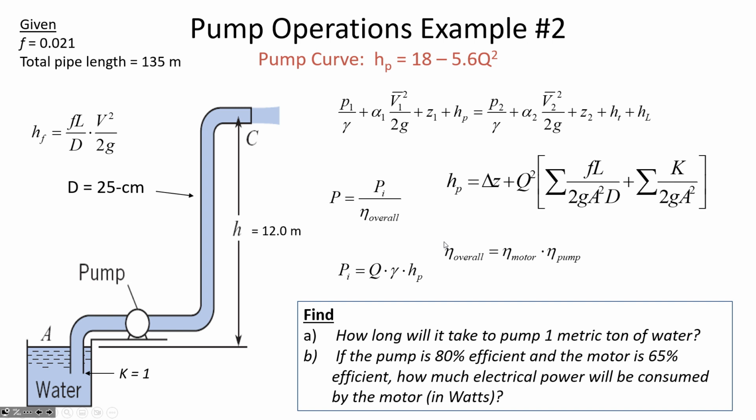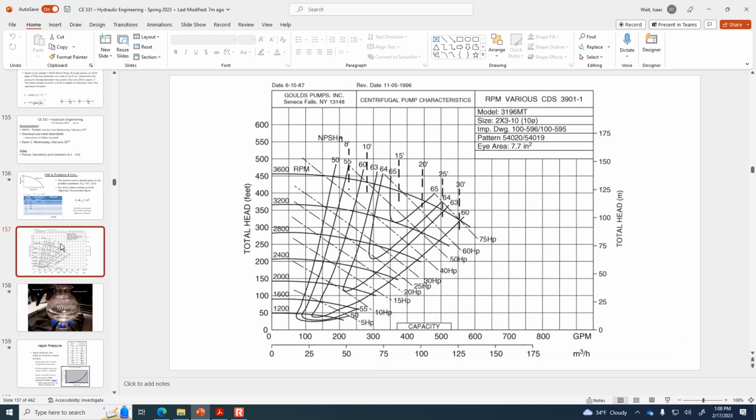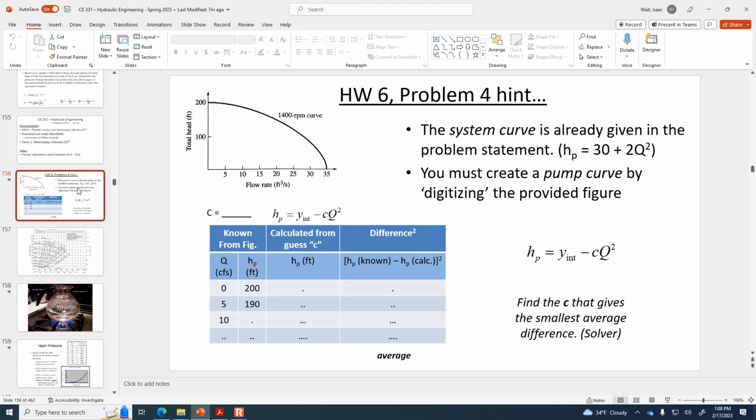So, okay, the overall structure of the problem is you're given a pump curve, which comes from a manufacturer. It maybe is an equation. It maybe is a figure. If it's a figure like this, you could make an equation out of that figure. And in fact, you have to do that on the homework assignment. I gave you some hints on how to turn a curve into an equation.